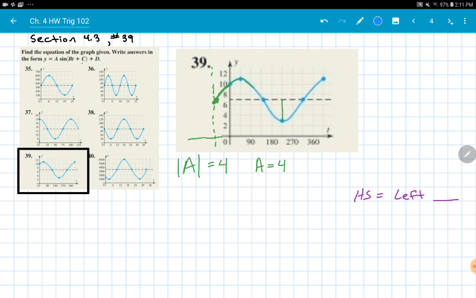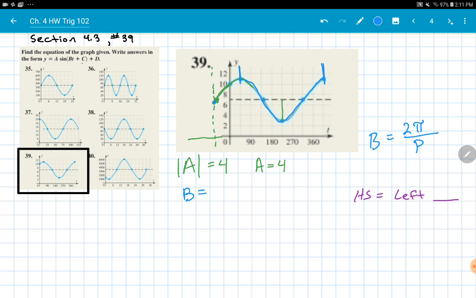Okay, so let's find B. To find B, I need to find the period, because B is equal to the period of the parent function, which is 2 pi, over the period of this function. And I can find P in the graph, so one full cycle. I might not have the cycle that starts at 0 in this graph, but I do have a cycle that starts right here and ends here. It will start repeating after that spot.